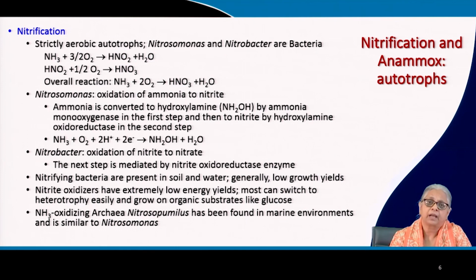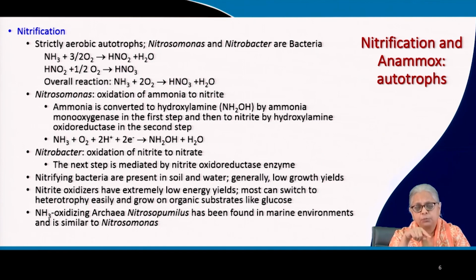So we are going to look at two major processes associated with nitrogen. One is nitrification and the other is anammox. Both of these groups of microbes are autotrophic bacteria. So let's start with nitrification. We have strictly aerobic autotrophic bacteria that are involved in the nitrification process. What is nitrification? Let's first look at that, and then some of the species involved. The first thing to remember is that nitrification is the conversion of inorganic ammonia to nitrite and nitrate.